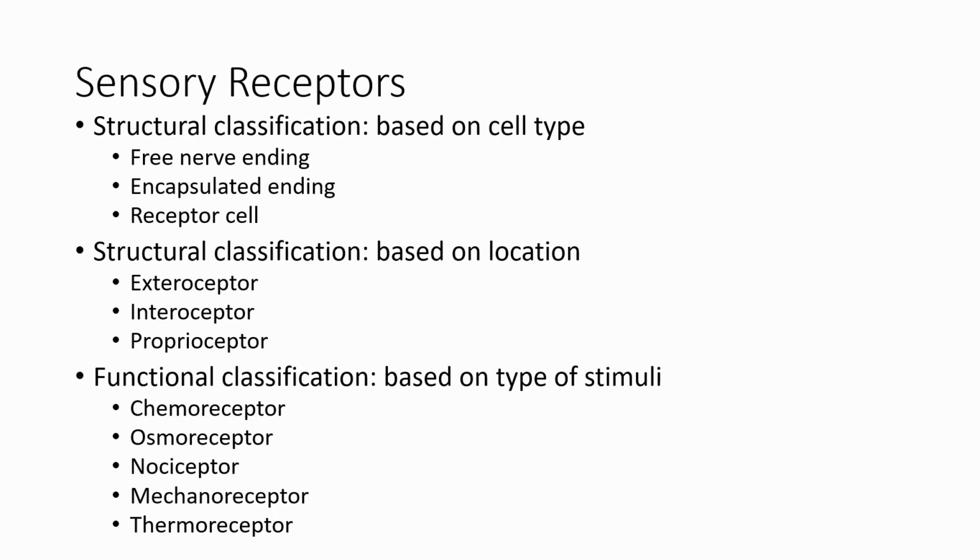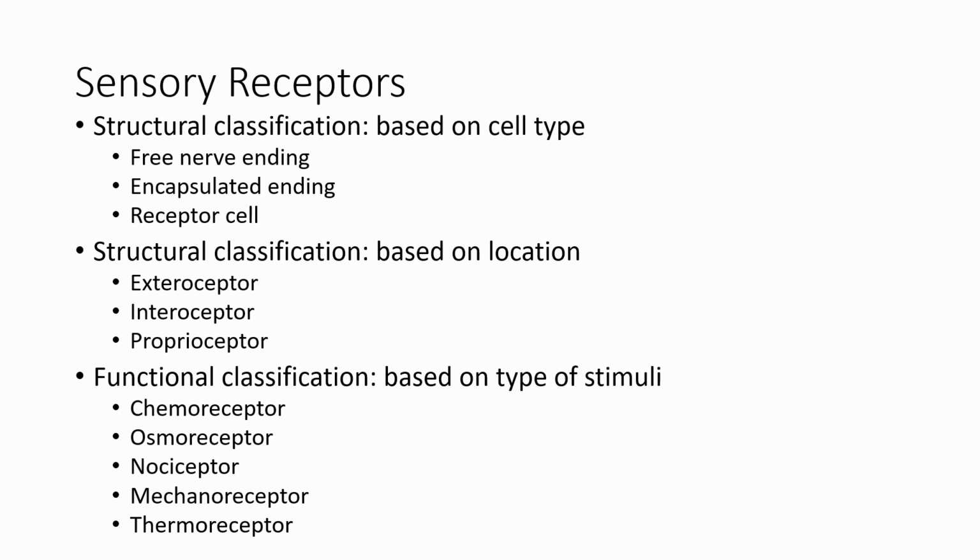We can also classify them based on their location. Are they an exteroreceptor, which is detecting stimulus from outside of the body? Is it an interoreceptor, which is detecting changes within the body? Or is it a proprioceptor, which is helping you maintain balance, right? Helping you maintain posture and understanding your place in the world. Like, are you upside down? Where are you facing? Are you moving? Things like that.